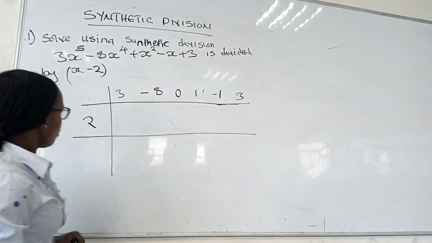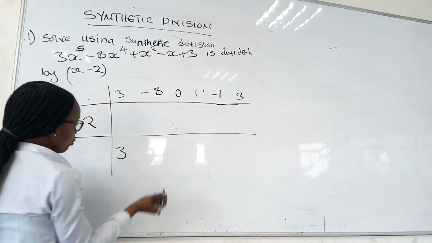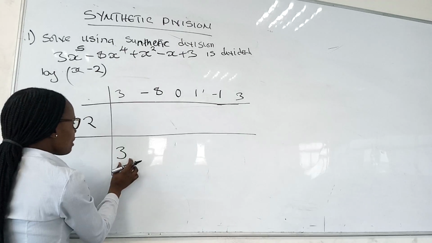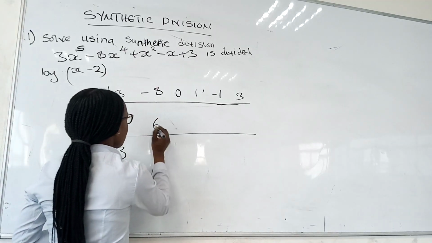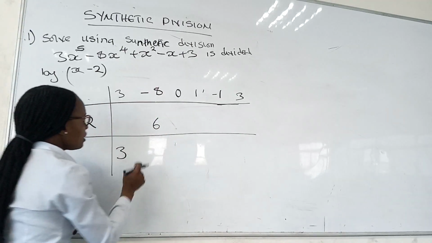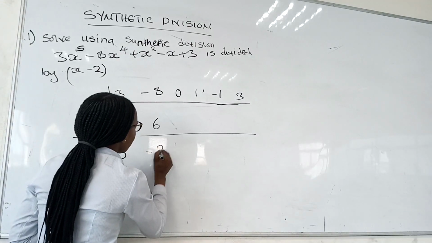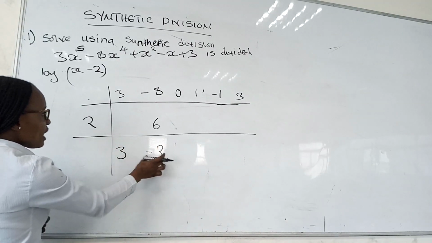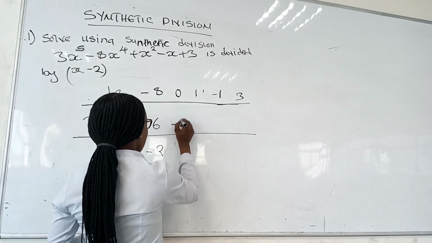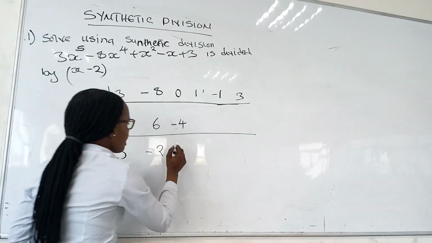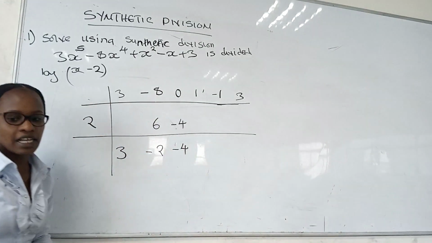Okay, so we drop down this as usual. Then 2 multiplied by 3 gives us 6. Negative 8 plus 6 gives us negative 2. Then 2 multiplied by negative 2 gives us negative 4. 0 plus negative 4 gives us negative 4.